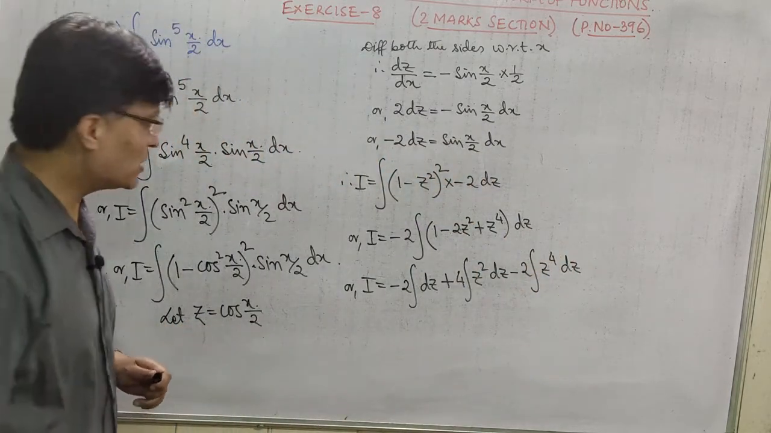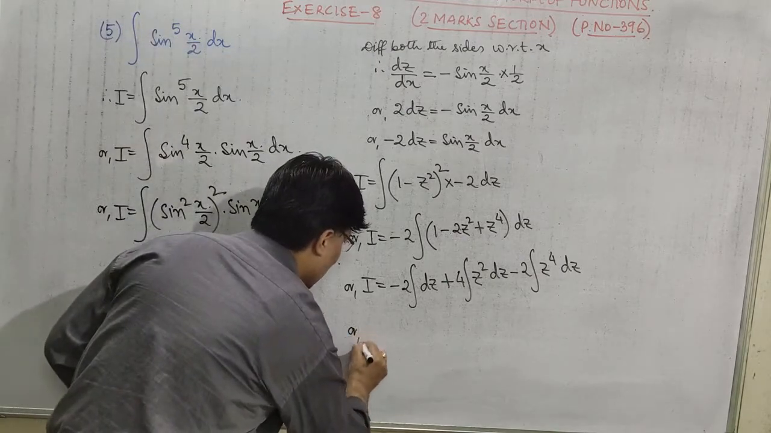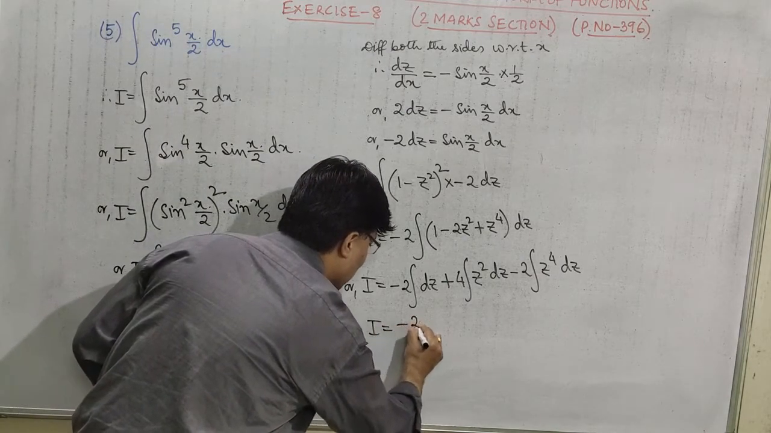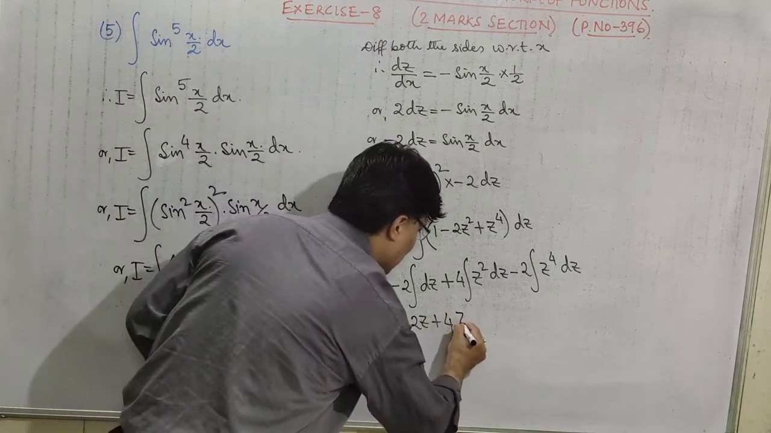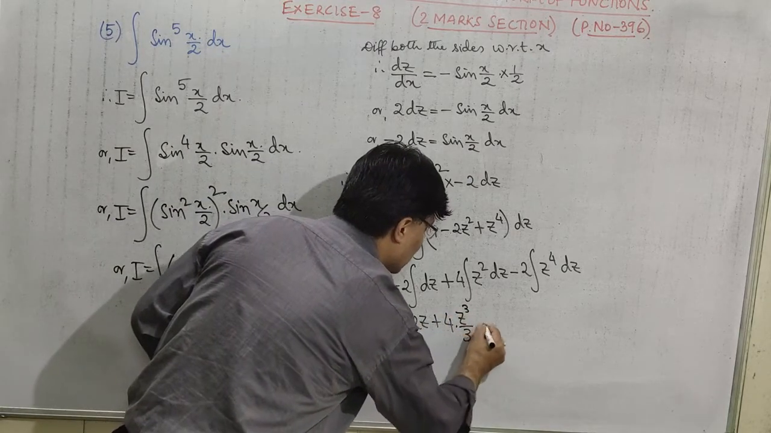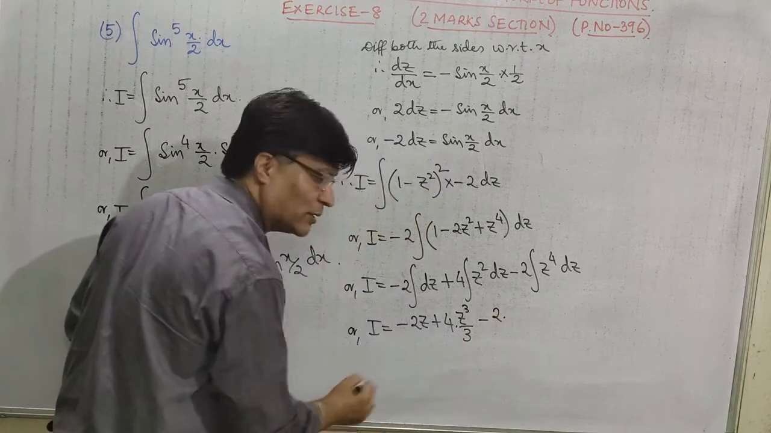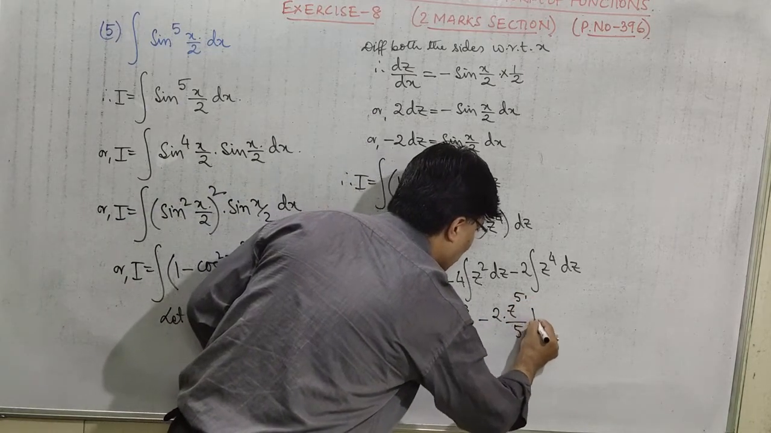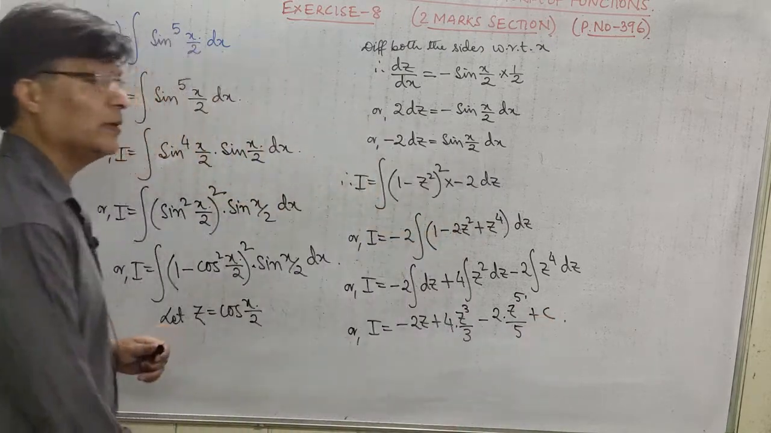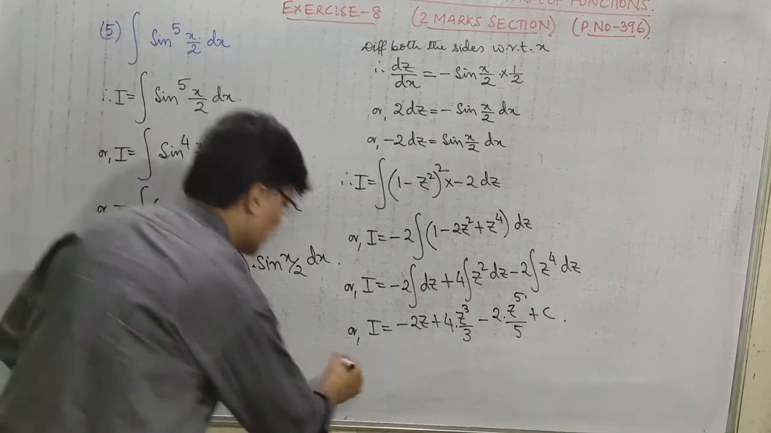So I think you have understood it. Or I is equal to minus 2z plus 4 into, what is integration of z square? This is z cube by 3 minus 2 into, what is integration of z to the power 4? Z to the power 5 divided by 5 plus c. Now let us put the value for z.